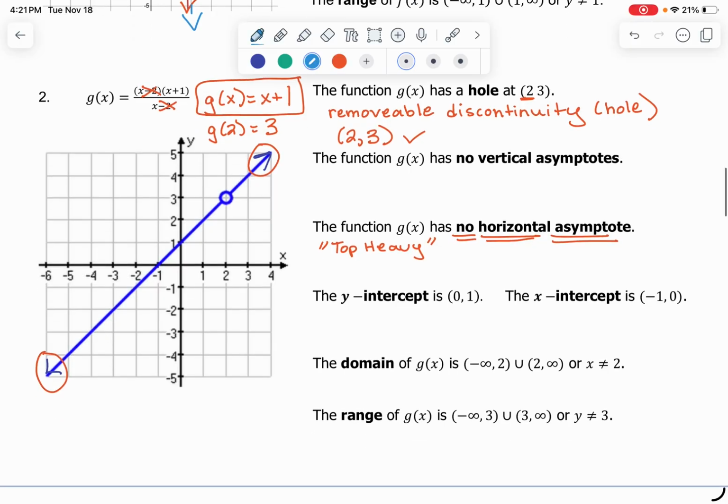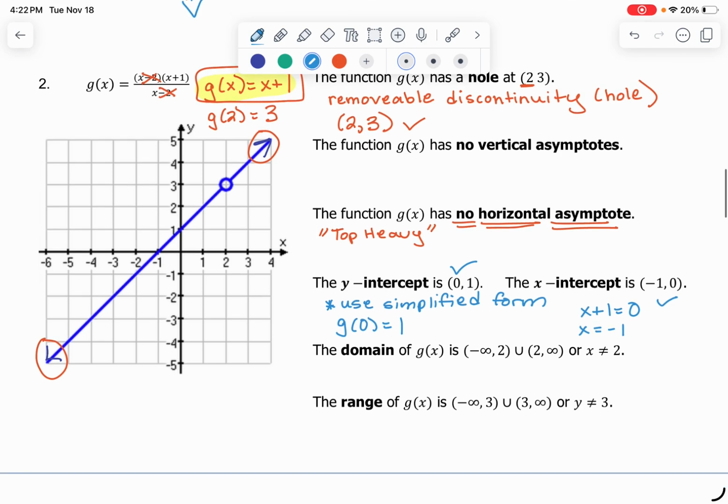Okay, y-intercept again. With the y-intercept and the x-intercept, you just have to make sure that you use the simplified form of the equation in order to find these. So I'm looking at the simplified form of my function g after I crossed out my removable discontinuity. The y-intercept is going to be represented by g of 0, which is 1. And then the x-intercept, if I set x plus 1 equal to 0, I get x equals -1. So that's how we get the x and the y-intercept.